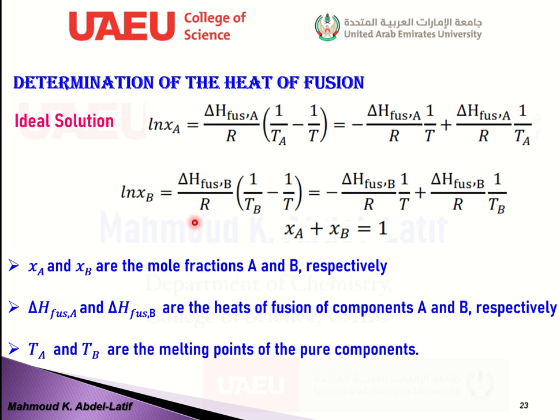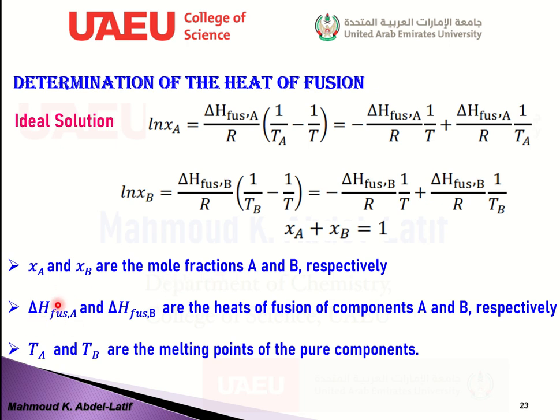And keep in mind that the summation of mole fractions of all components in a mixture should equal 1. The mole fraction of substance A equals the number of moles of that substance divided by the total number of moles of the mixture, so it will be nA divided by n total. The mole fraction of B is nB divided by n total. Here xA and xB are the mole fractions of your components respectively.